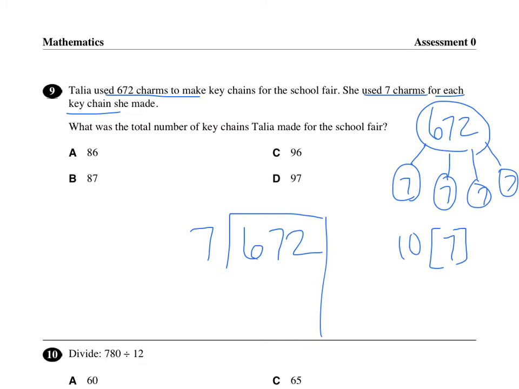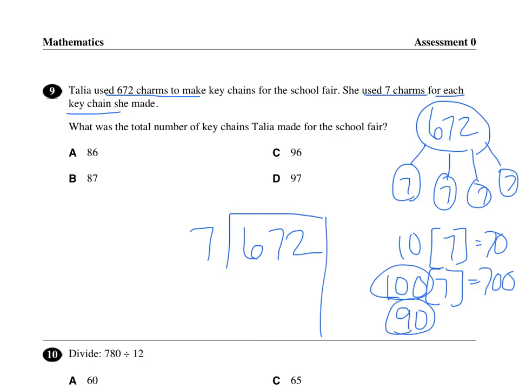672. Well, they start with 10. They can see that 10 is only 70, and this number is already in the hundreds. So they may want to jump and try 100. 100 groups of 7 is 700, which is a little bit too big. So they can either pick the 10 below, or they could go halfway, which is what I tend to like to do. So take 100, cut it in half, so 50 groups of 7.